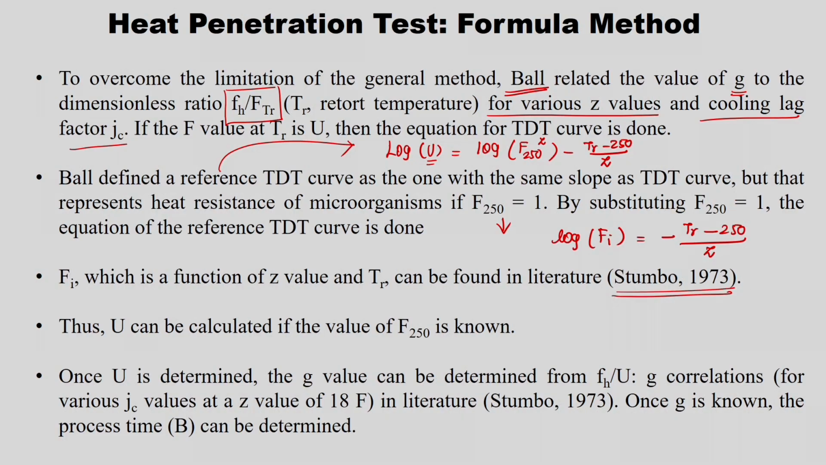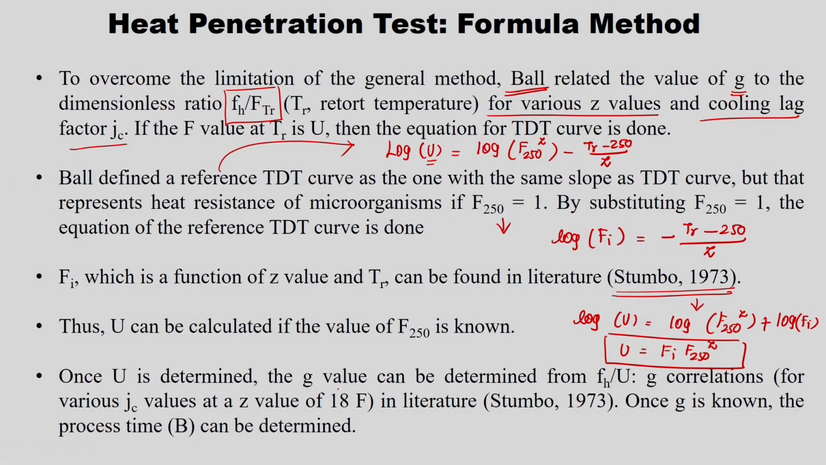After Ball, Stumbo in 1973 introduced Fi as a function of Z and Tr, and defined log Fi. From this, u can be calculated. How? Log u is nothing but log of F250 Z minus log Fi, so minus of minus is plus. So u is F250 Z into Fi. Thus, u can be calculated if the value of F250 is known. If I know F250 at various Z values, then u can be calculated.